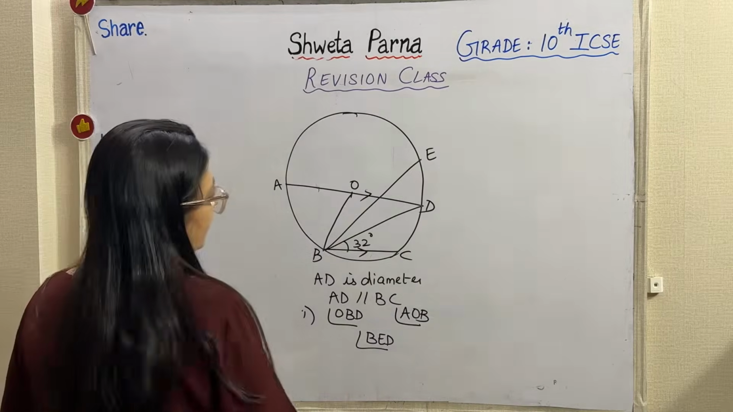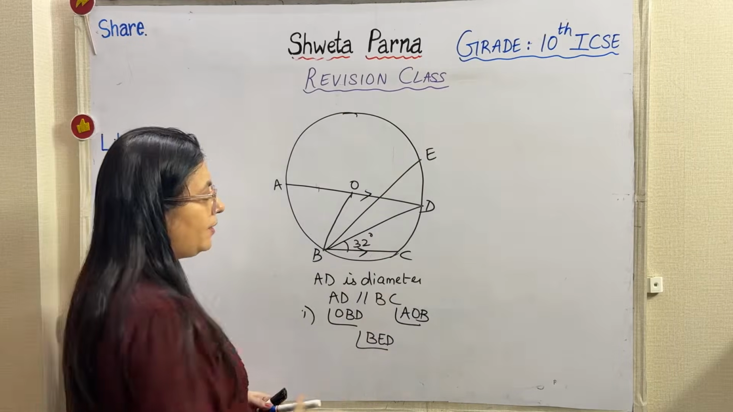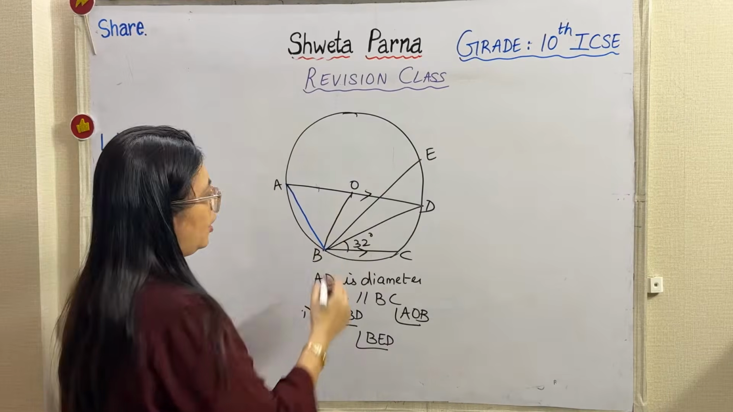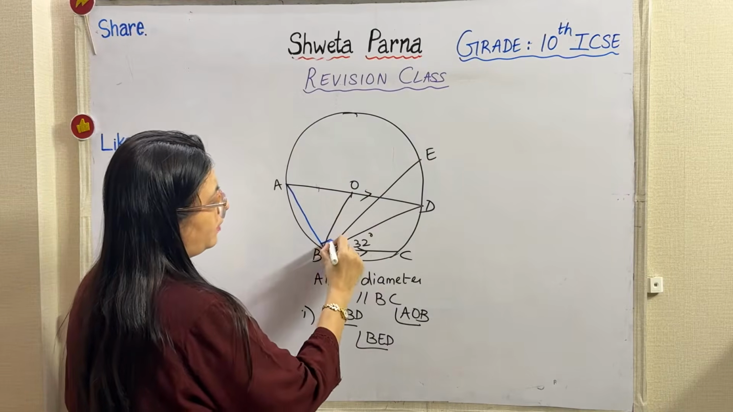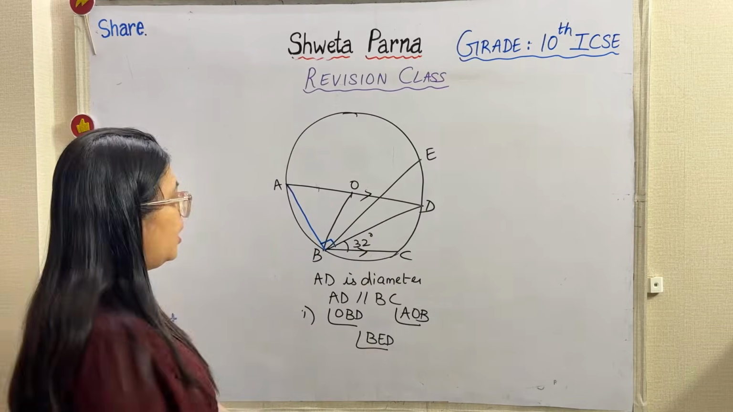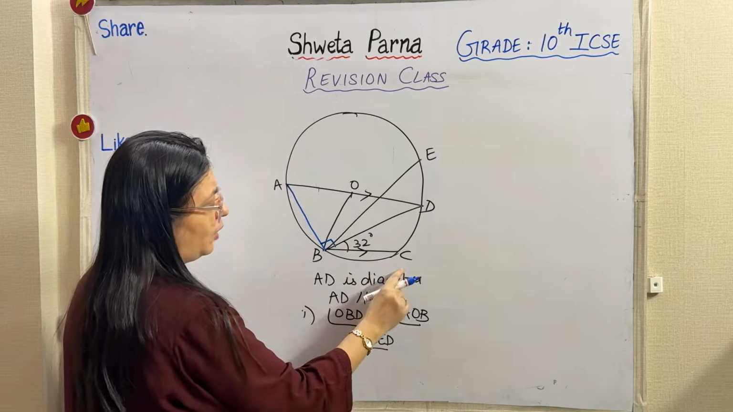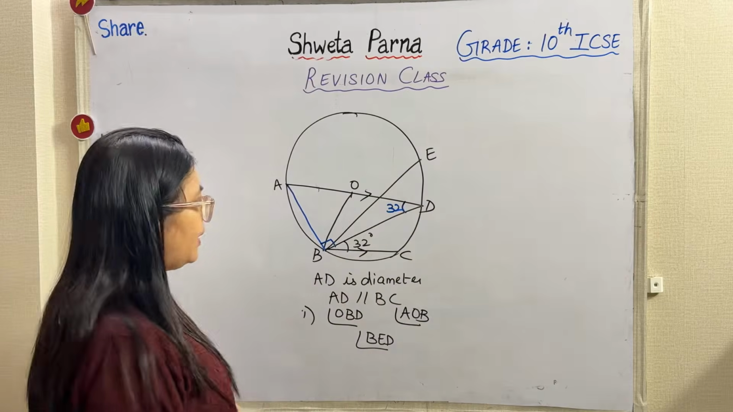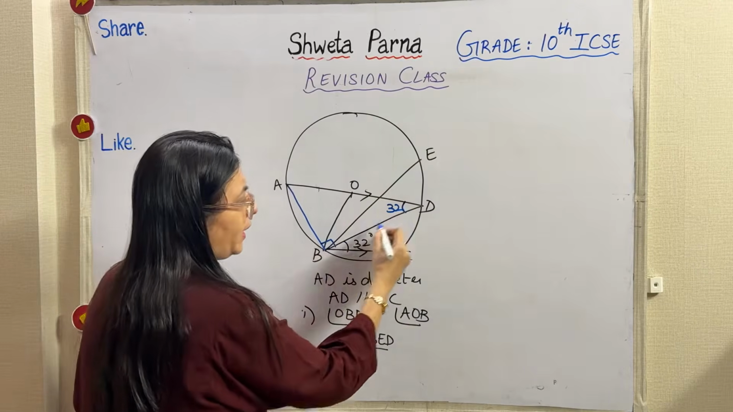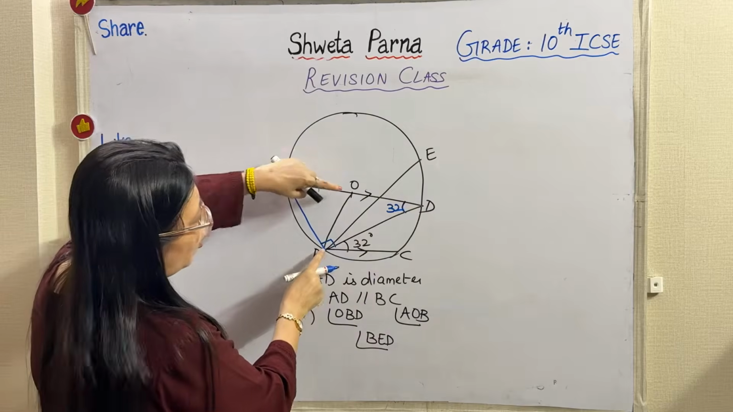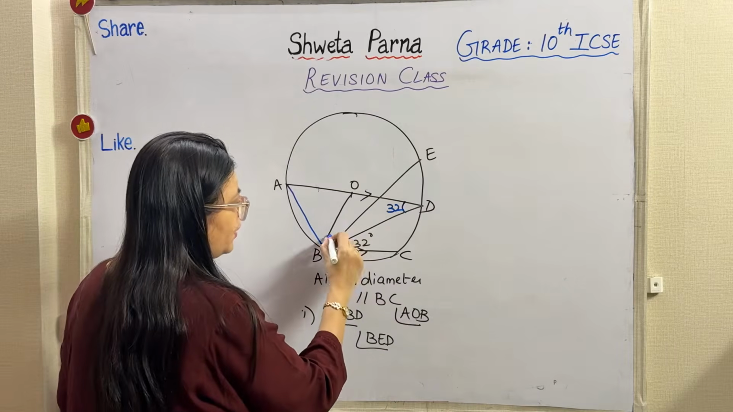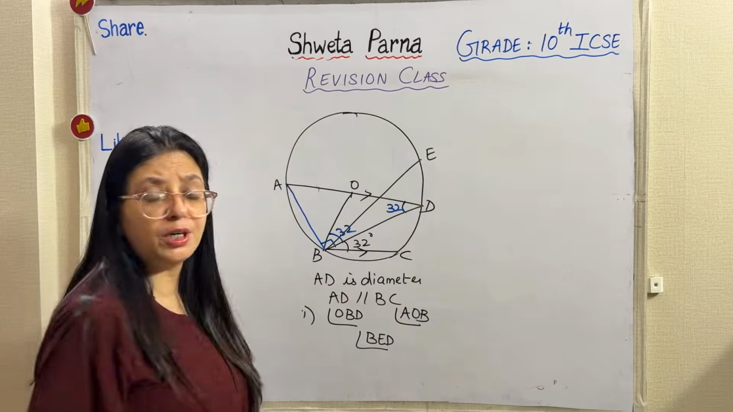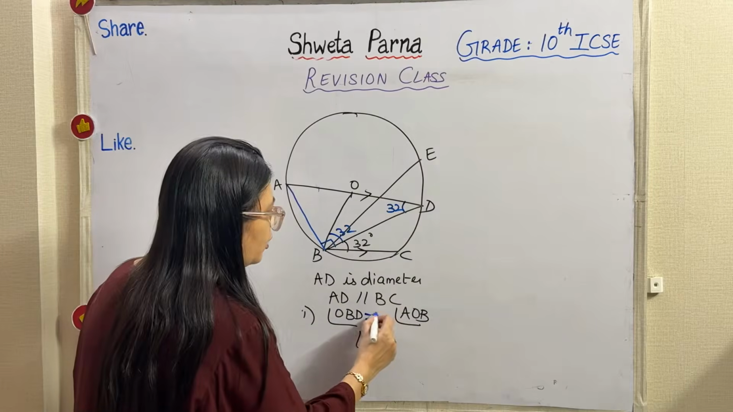See here, I will solve this. Now, what information is given? AD is a diameter. So, what I will do? I will first join this. Now, ABD will become a right angle triangle since it is a diameter. Now, they have given that AD is parallel to BC. So, if this is 32, even this will become 32 degrees. Now, if I take triangle OBD, OD is a radius, OB is a radius. So, if this is 32, even this will become 32 degrees. Correct? So, now 32 plus 32 is 64. So, OBD you got 32.